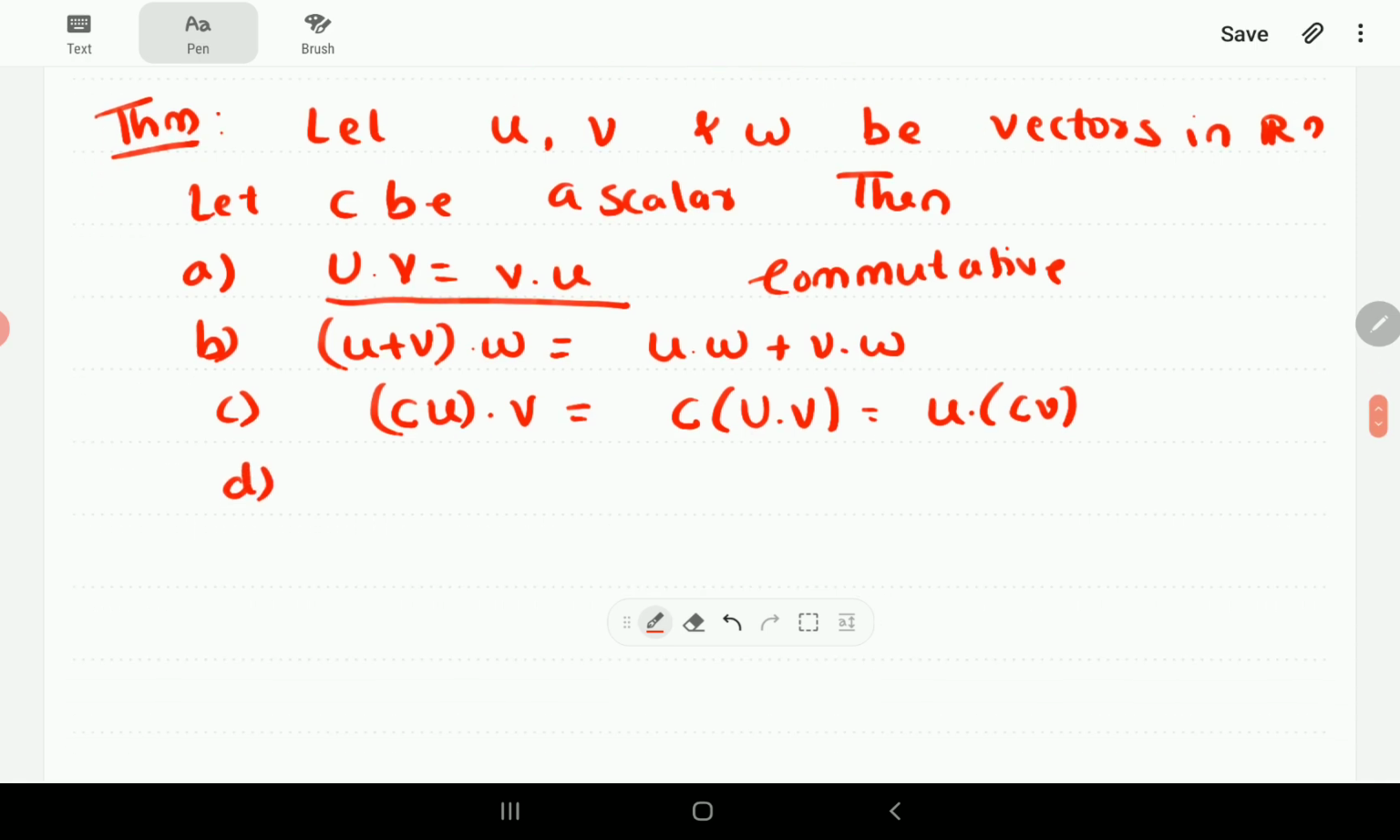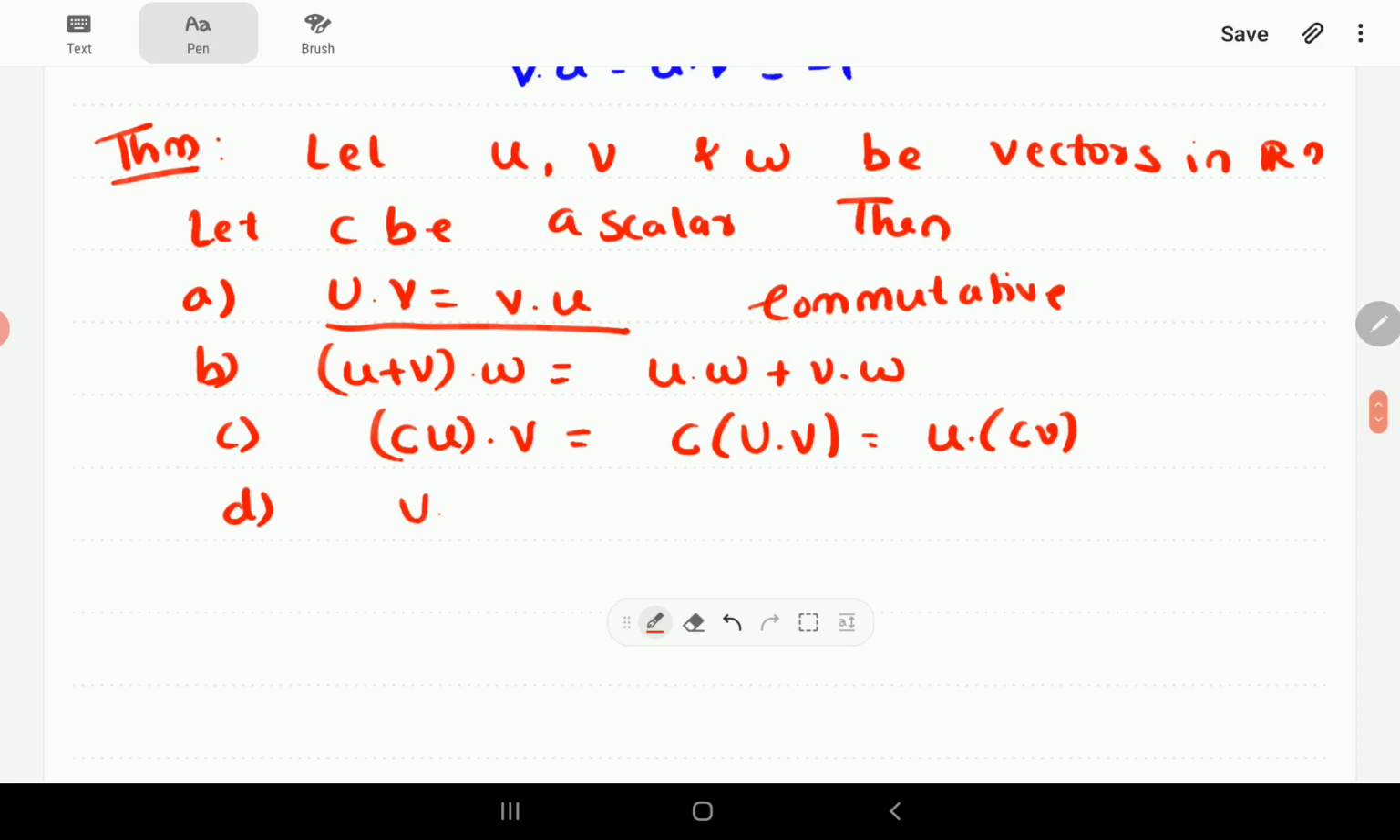And the next property: the inner product of u and u is greater than or equal to 0. The inner product of a vector with itself is greater than or equal to 0, and u dot u equals 0 if and only if u is equal to 0. So this is possible only when your vector u is the zero vector.